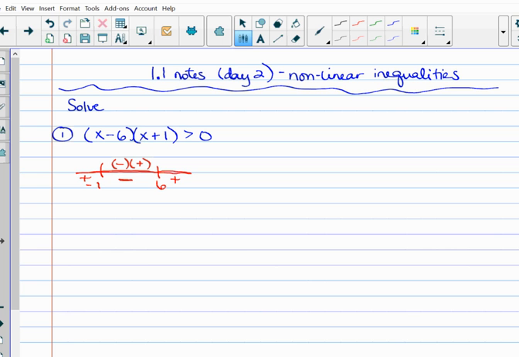Then we have to actually answer the question. It said, when is this greater than 0? Do you think that's the positive parts of my number line or the negative part? Positive. Greater than 0, I want the positive parts. So I want this region over here that I put a little plus in, and I want this section over here that I put a plus in.